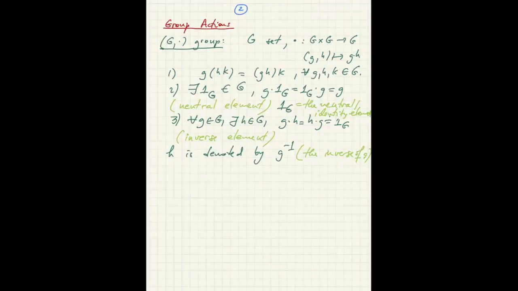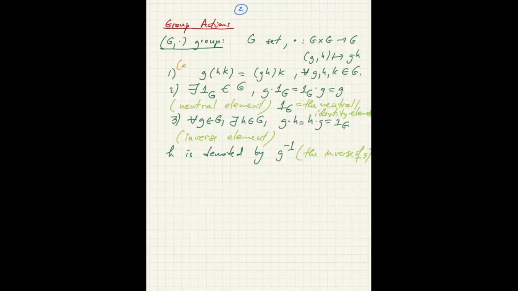Before we talk about group actions, let's give a quick reminder about groups. A group consists of a set, usually denoted by G, and a binary operation, which is sometimes written in multiplicative notation, as it's done here, and sometimes in additive notation, in which case it's written with a plus. So we have a set and a binary operation, and this binary operation satisfies 3 properties.